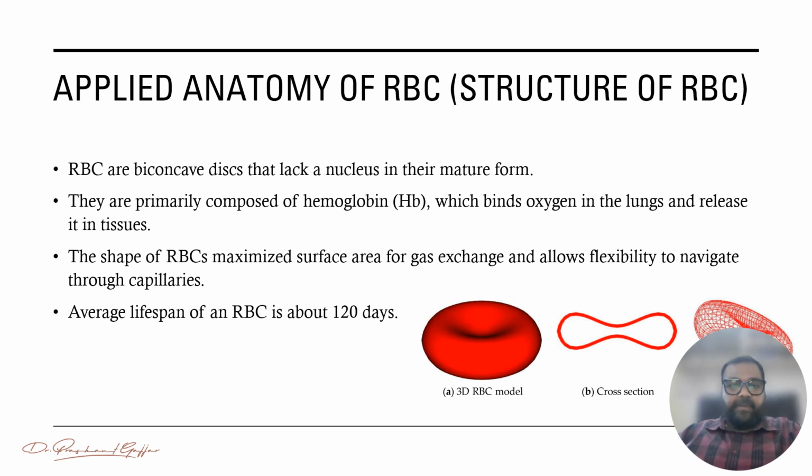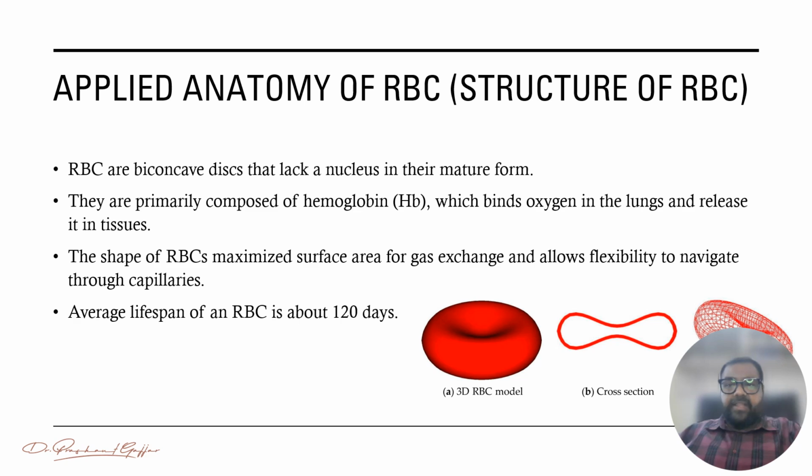And they are primarily composed of Hb, which binds oxygen in the lungs and releases it into the tissue, right? The shape of the RBC maximizes surface area for gas exchange and allows flexibility to navigate through the capillaries. On the sides, the Hb is set. The average lifespan of the RBC is about 120 days. This is the normal thing, and you already learned it in first BHMS, but you just have to recall it.